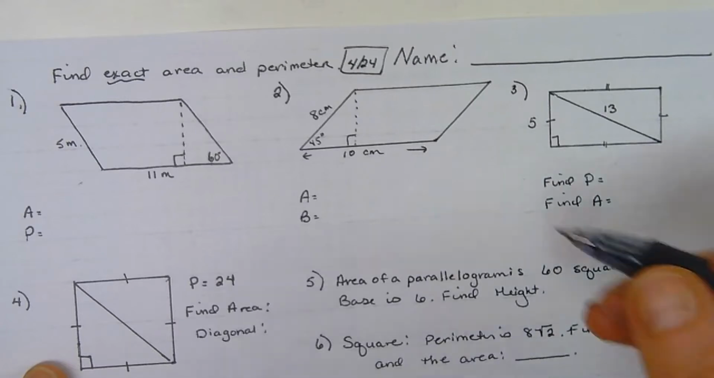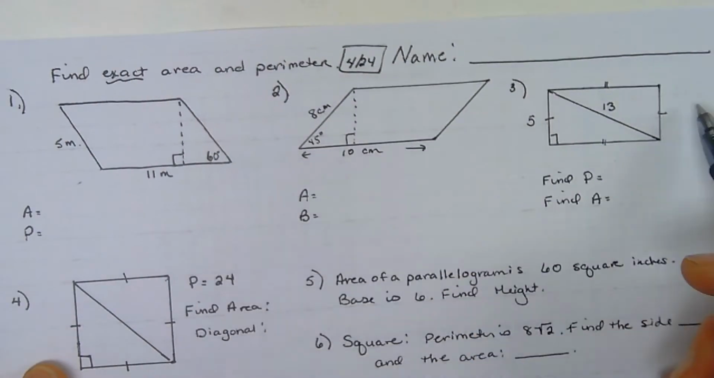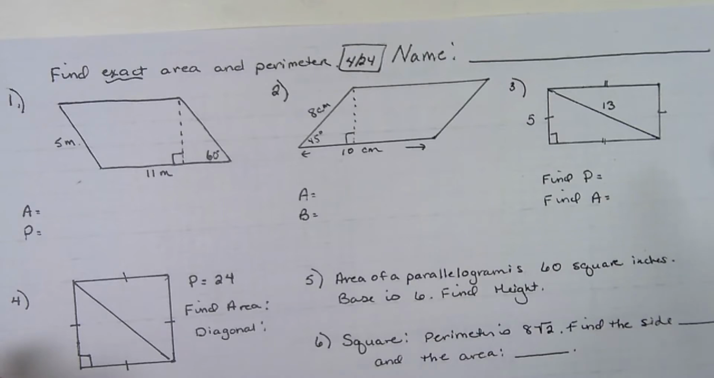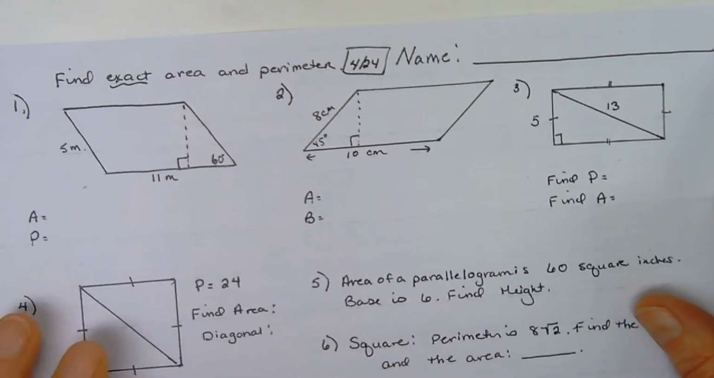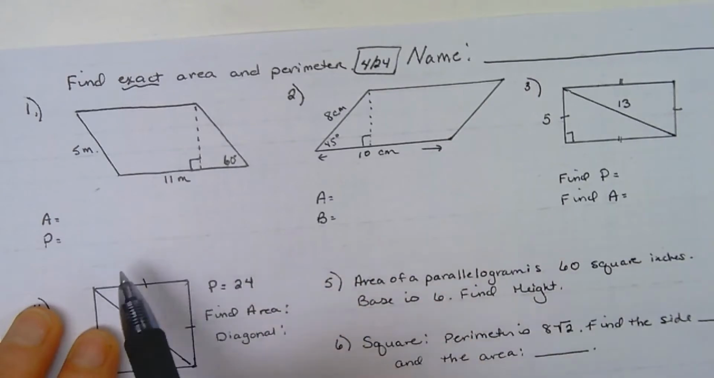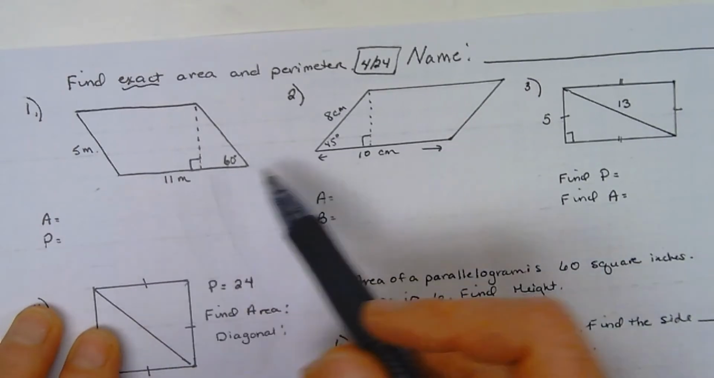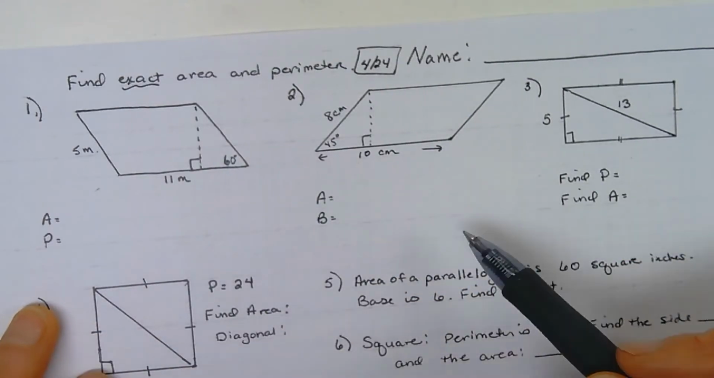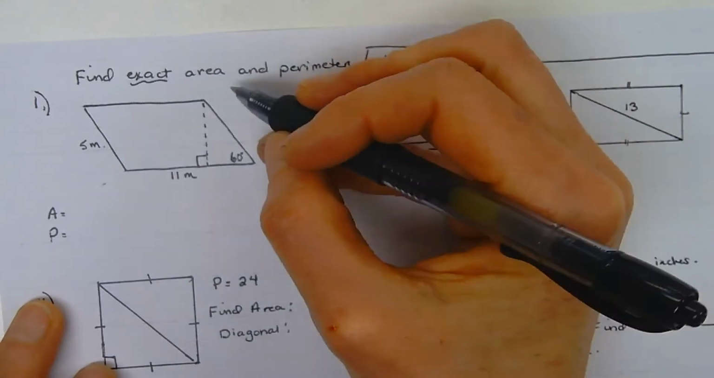So this is the homework for 424 Wednesday night. I'm going to go through the problems and at least set them up for you. So number one, I believe I did it in class, but I'm going to go ahead and go over it again. These are parallelograms, and so the area is equal to base times height.